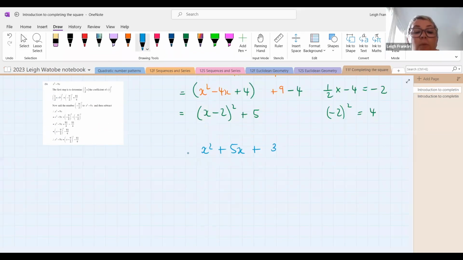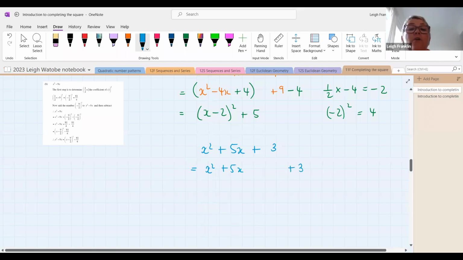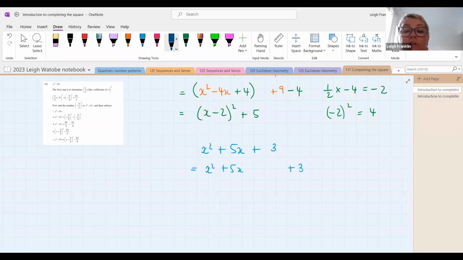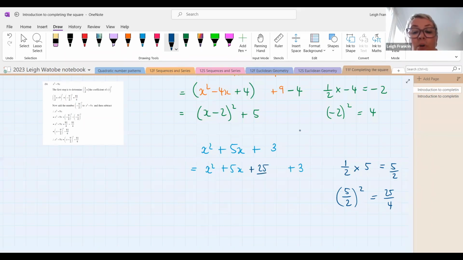So now we want to complete the square. So we've got x squared plus 5x. We're going to leave a space there. We're going to put our 3 over here. And now, Nokutenda, we've got to take half of 5. Half of 5 is 5 over 2. I've got to take that and I've got to square it. This gives me 25 over 4. So now I'm going to plus 25 over 4 at the end. And here I'm going to take away 25 over 4.